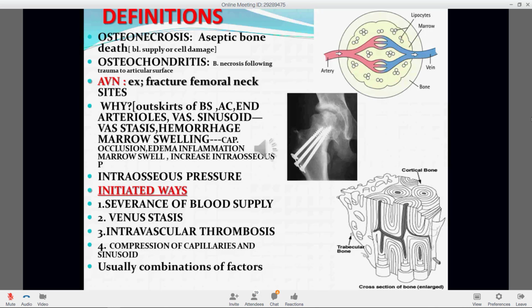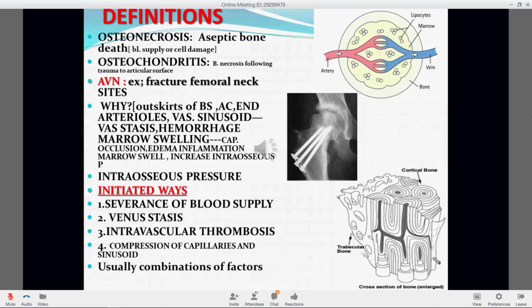So whenever there is pressure from surrounding structures, those sinusoids will become closed, in case of vascular stasis, hemorrhage, or marrow swelling. Capillary occlusion leads to edema and inflammation because of ischemia, and the bone marrow will swell. This will increase intraosseous pressure. Increased intraosseous pressure will cause more sinusoids to be occluded again, and this is a vicious cycle. So the most important thing is intraosseous pressure.